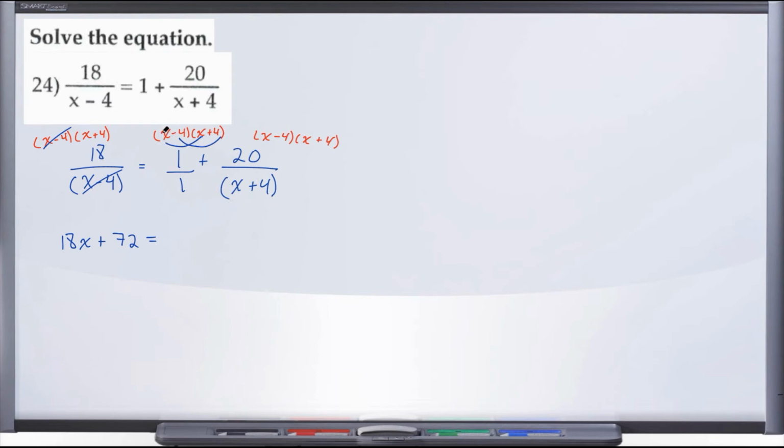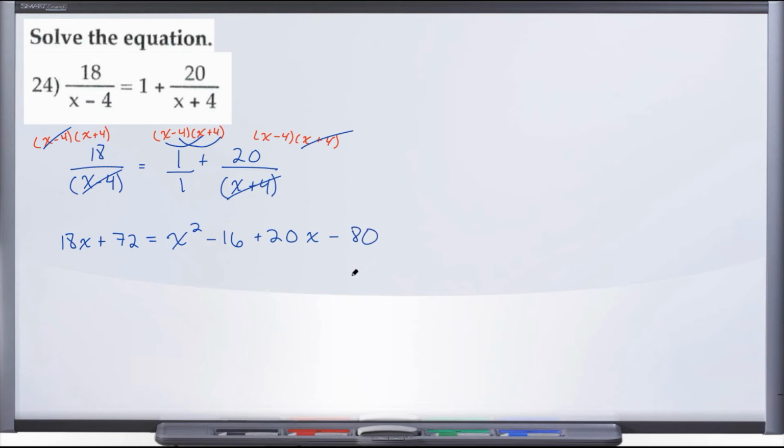So let's go ahead and just do our first term times our first term. So x times x, well, that's x squared. And then negative 4 times positive 4, well, that's negative 16. And then here we have x plus 4 cancels, and we're left with now 20 times this binomial, x minus 4. So 20 times x, well, that's going to give us 20x. 20 times negative 4, that'll give us minus 80.